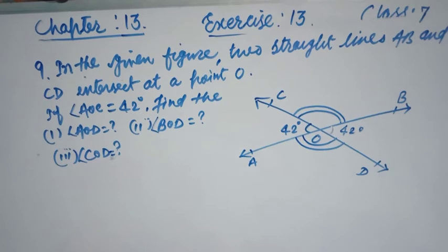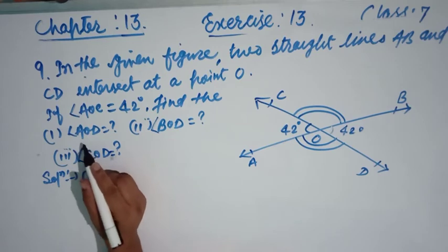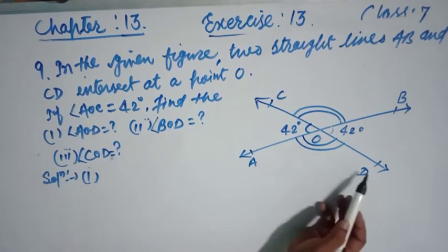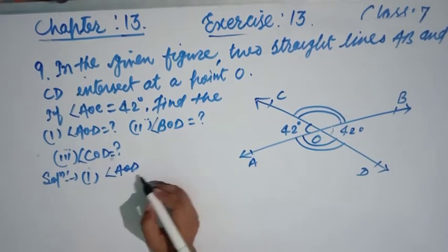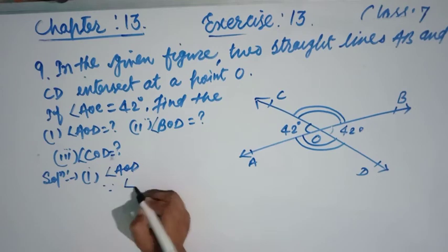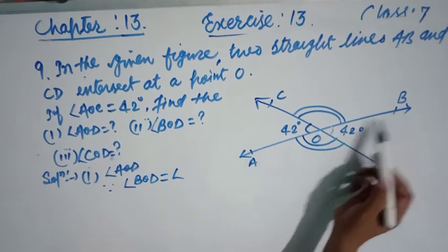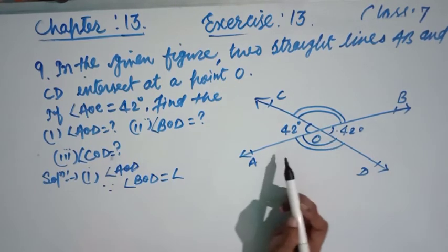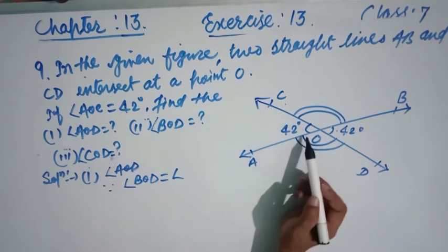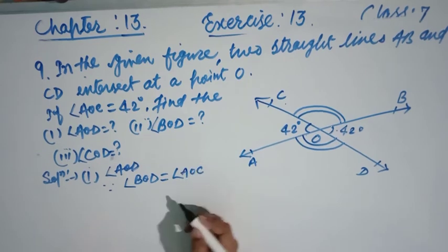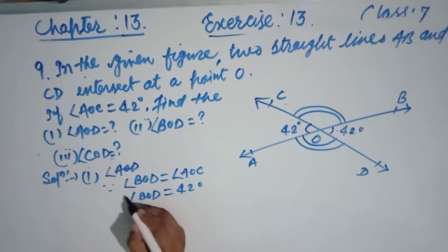Now see the solution, friends. First, we have to find angle BOD. We know that angle BOD is equal to angle AOC, and AOC is equal to 42 degrees. So we can say angle BOD becomes 42.